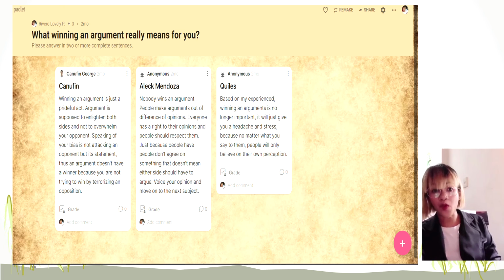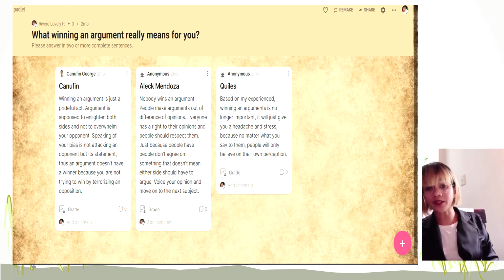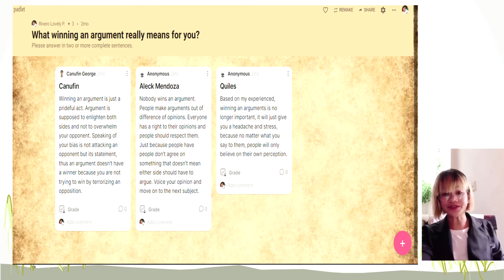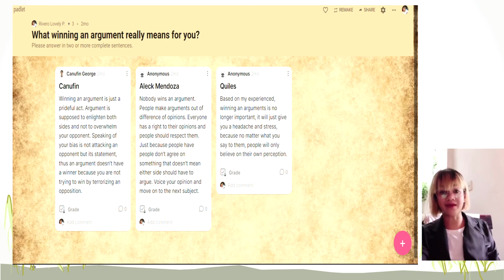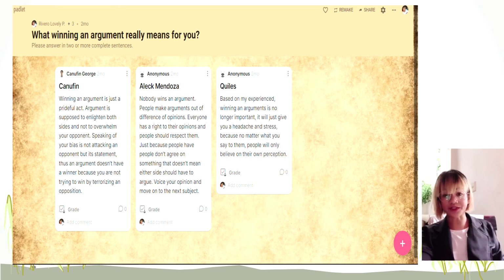Argument is supposed to enlighten both sides and not to overwhelm your opponent. Speaking of your bias is not attacking an opponent, but it's a statement. Thus, an argument doesn't have a winner because you are not trying to win by terrorizing an opposition. This is very good, okay? So, any reactions? Or would you like to oppose? Okay, so everybody agrees with Mr. George Canufin, okay? So, let's proceed to our next discussion.